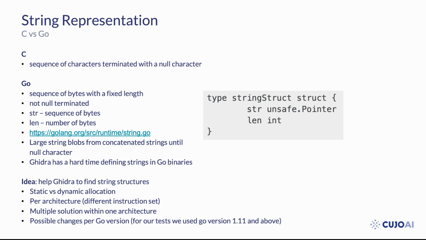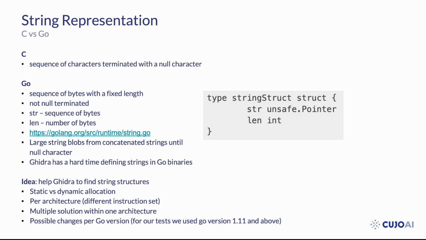And these smaller strings are concatenated together into a huge string blob, and there will be maybe one null termination character at the very end, but between the specific strings there is no null character, and Ghidra has a hard time defining these strings within Go binaries. So the idea is to create a script where we help Ghidra to find these string structures.